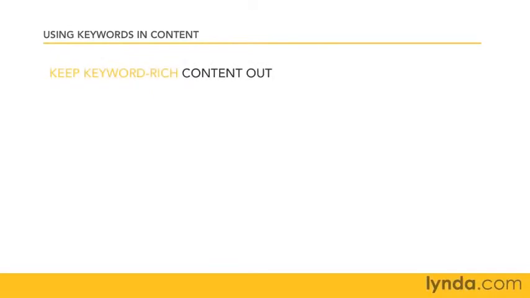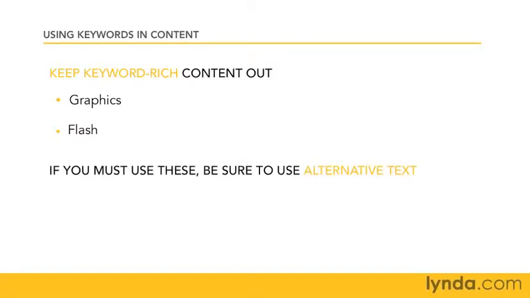Search engines traditionally can't read and index words that are contained within graphics or Flash, so be sure to keep your keyword phrases out of those if at all possible. If you must use them, be sure to use alternative text or image alt attributes. You can also place your content in what's called a no script tag for content that is on your pages but not visible to search engines. But your best bet is to simply keep keyword-rich content out of those areas that search engines can't read.